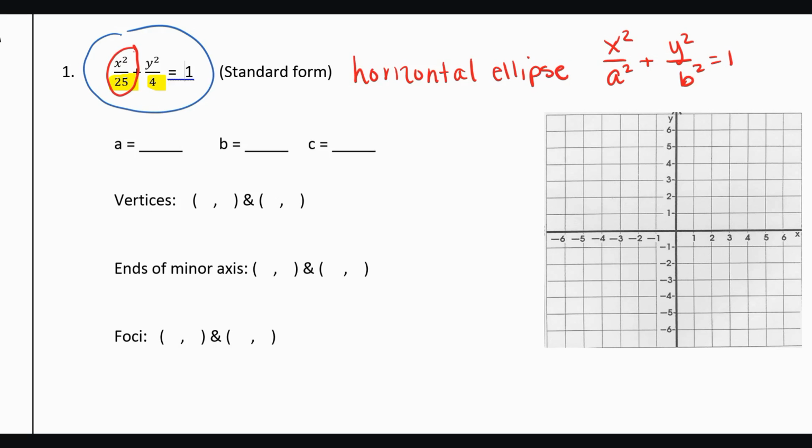So remember, 25 is a squared. That means a is the square root of that, which is 5. Okay, this means that 4 is b squared, so b is equal to 2. Now, to find c, we need to use the formula that c squared equals a squared minus b squared. So here we would have c squared equals 25 minus 4. So c squared equals 21, which means c is equal to the square root of 21.